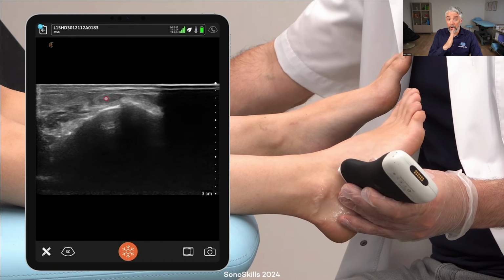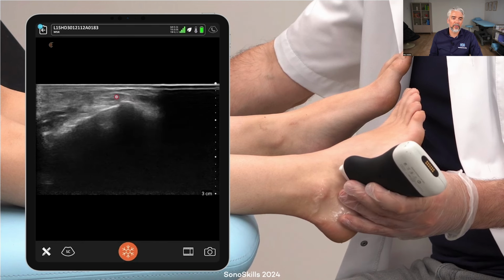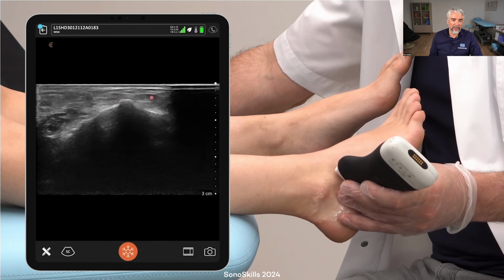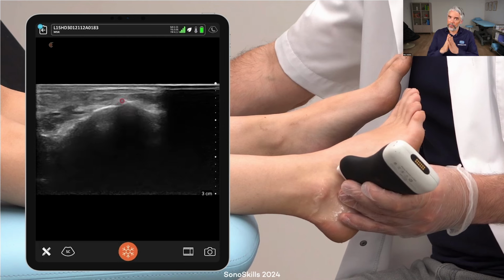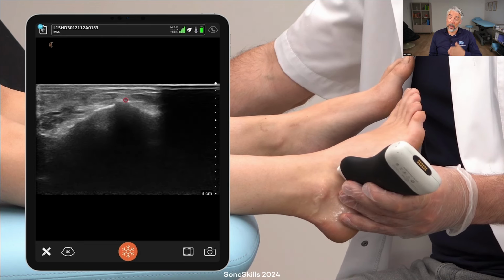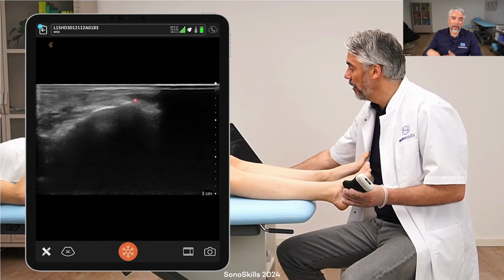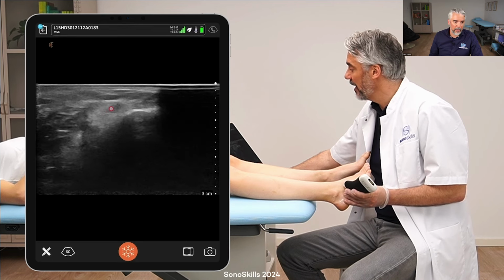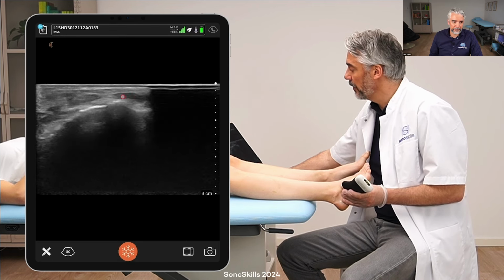And from there on, we're going to follow the peroneals until the peroneal tubercle that is at this location, and this tubercle splits both peroneal tendons, where the brevis goes to the base of the fifth metatarsal and the longus goes to the plantar foot.